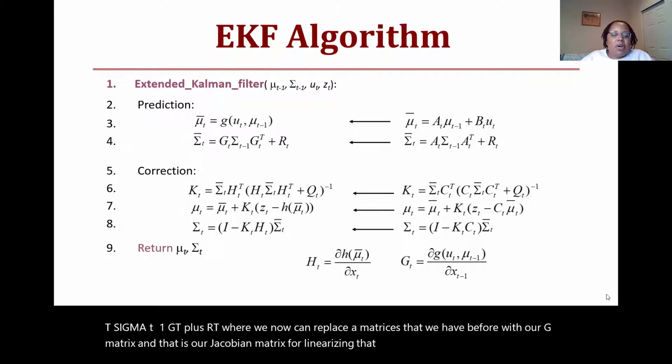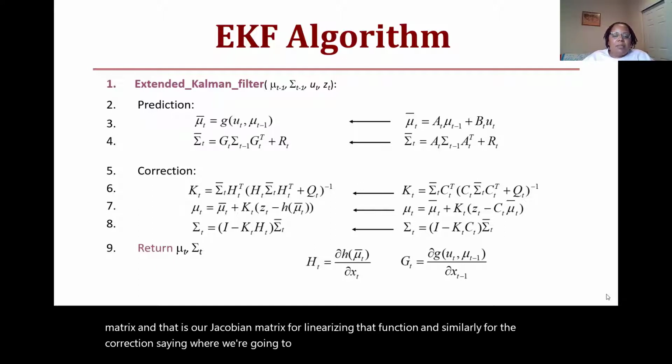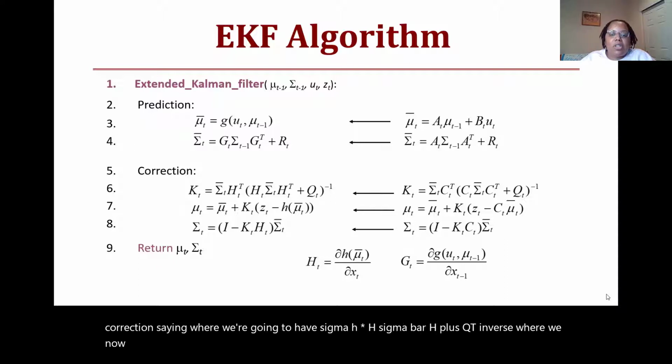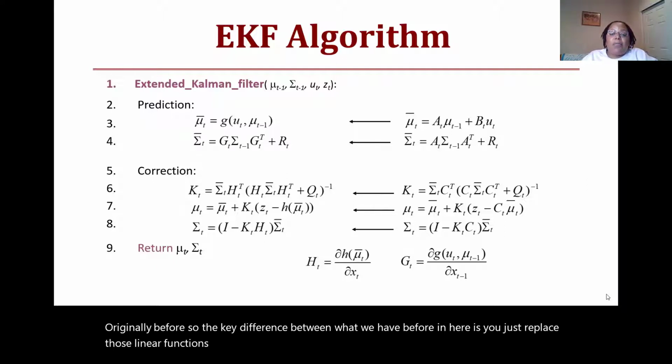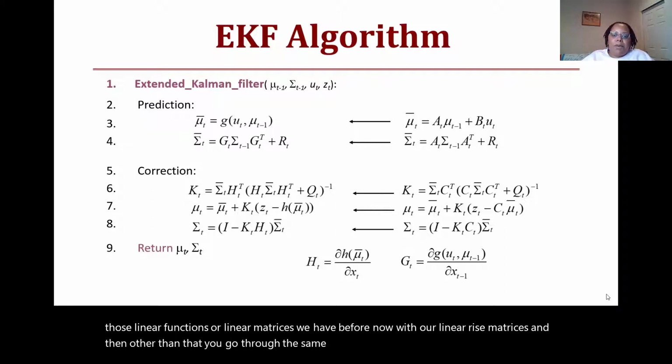And similarly for the correction, same, where we're going to have sigma bar H transpose times H sigma bar H transpose plus Q_t inverse, where we now have replaced the H, which is our Jacobian linearized matrix. We replace H with the C that we had originally before. So the key difference between what we had before and here is you just replace those linear matrices we had before with our linearized matrices. And then other than that, you go through the same algorithm in order to output mu and sigma.